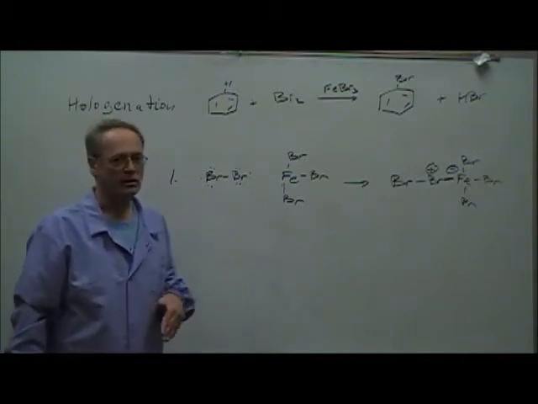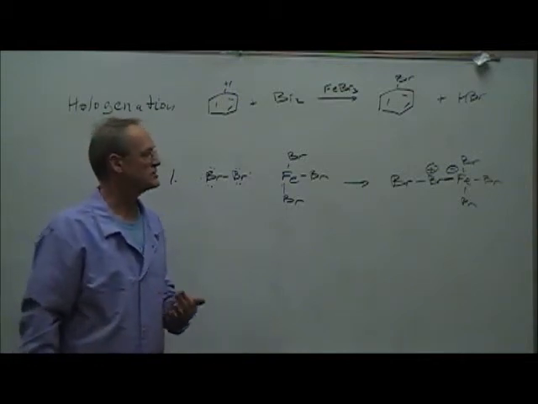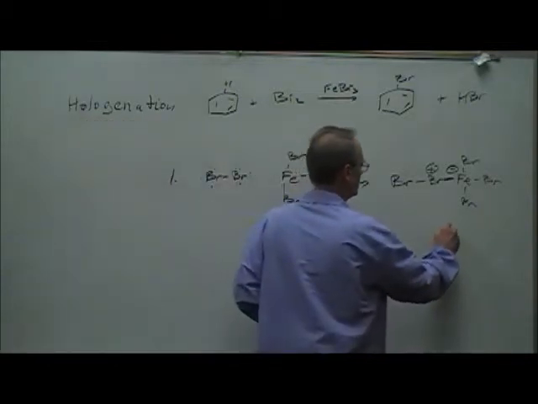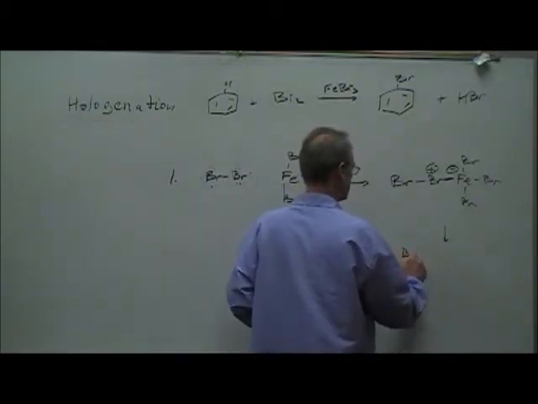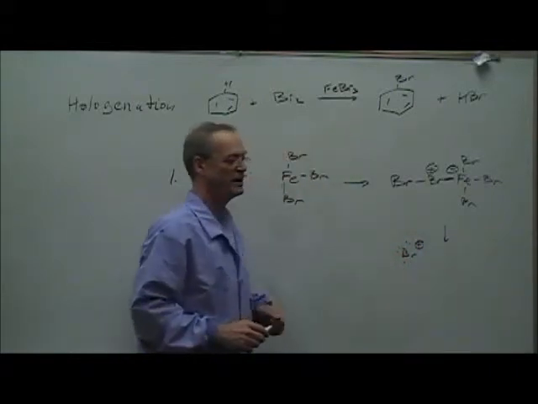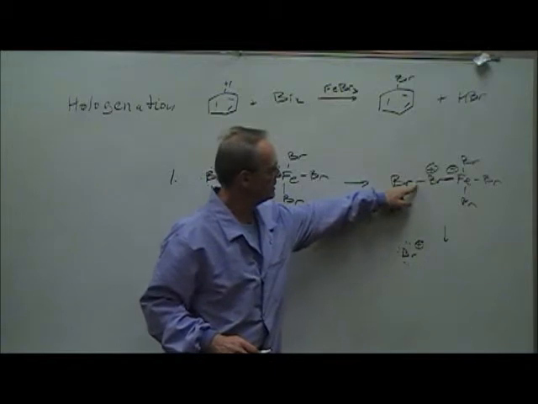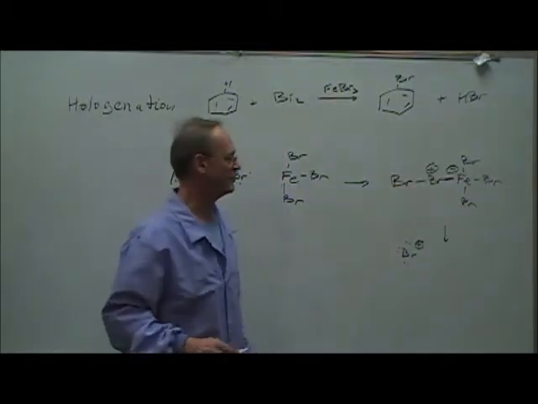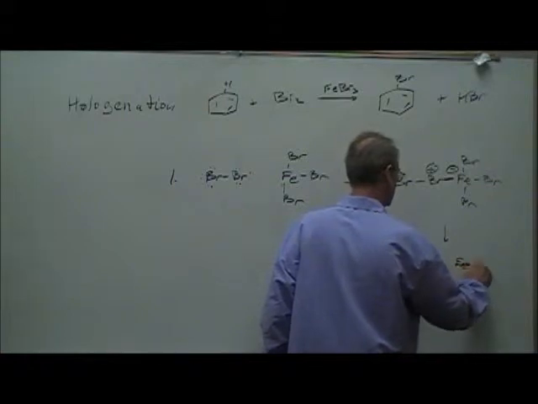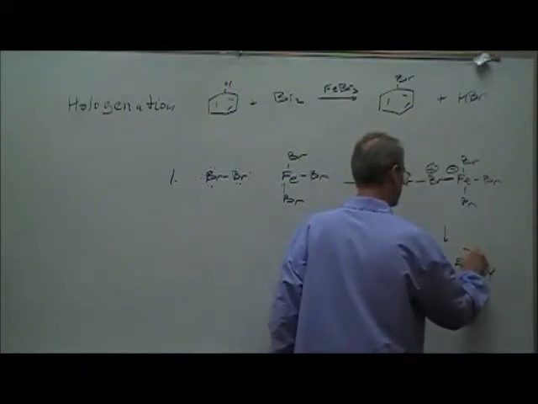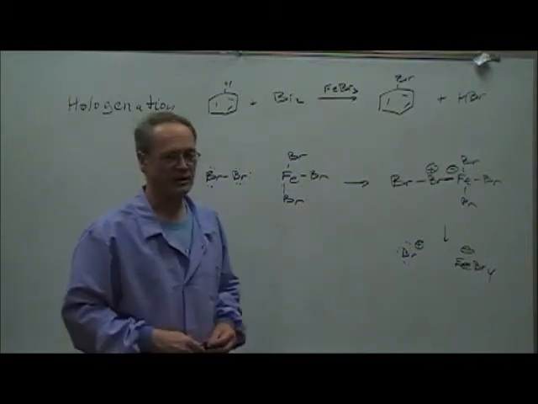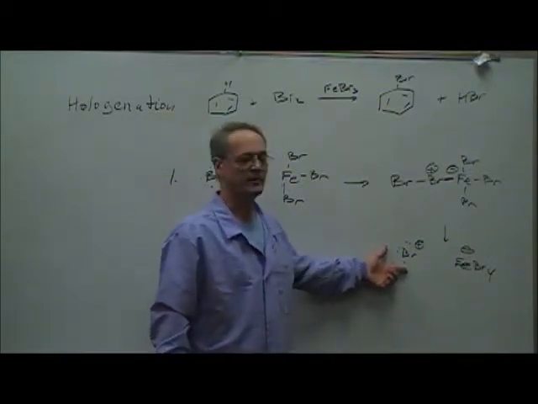Now in the book and in some sources they will say that this then goes on to form Br positive, which you actually end up with a standalone positive bromine. This bromine donates electrons to that bromine, and you end up with FeBr4 negative and a positive bromine ion. Now I don't think that's really true. I don't think you actually end up with a positive bromine.